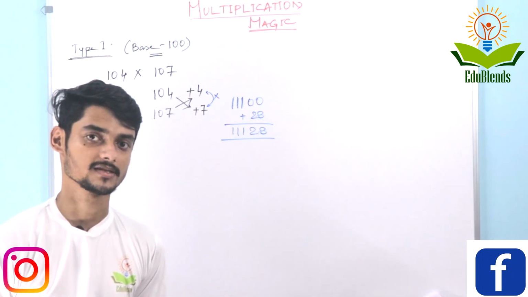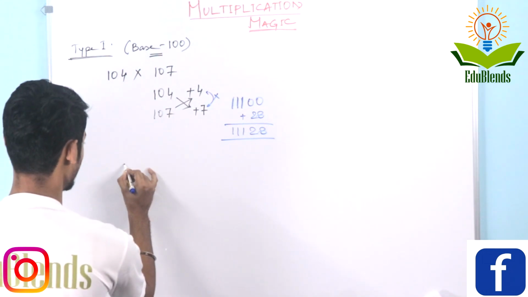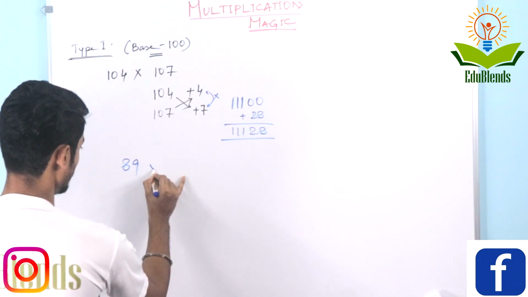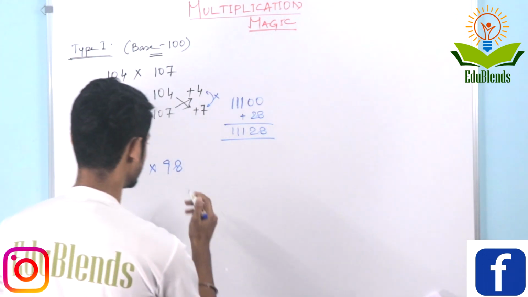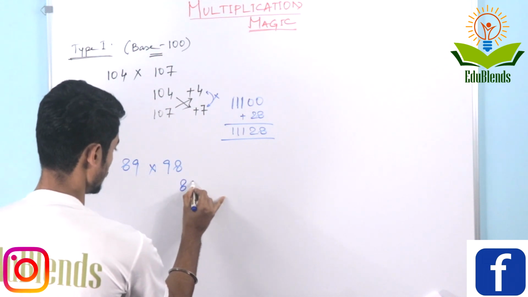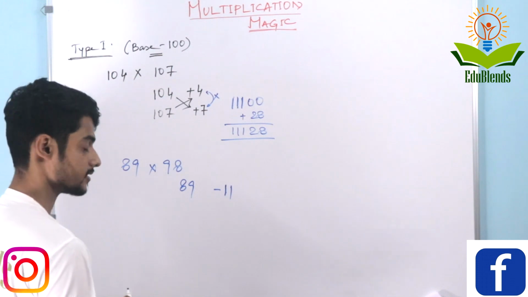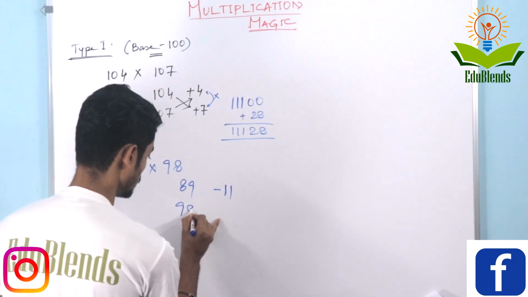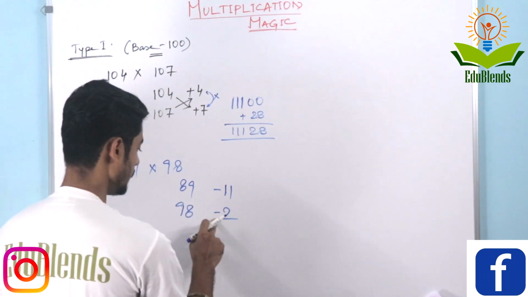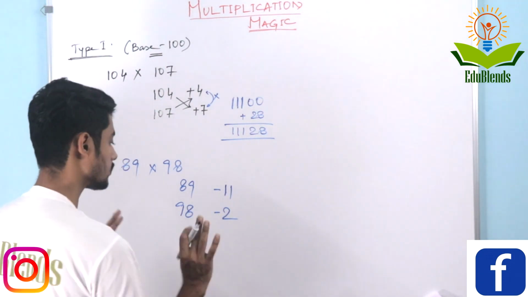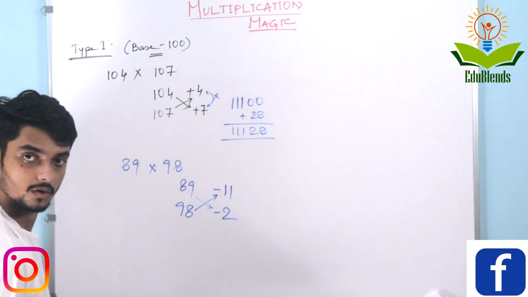Now moving to the next step, both the numbers are less than 100, like we are taking 89 into, let's say, 98. 89 into 98. See, 89, this is how much? 11 less than 100, so minus 11. This is how much? 2 less than 100, so, if we cross multiply this, sorry, either we are taking this way or this way, okay?